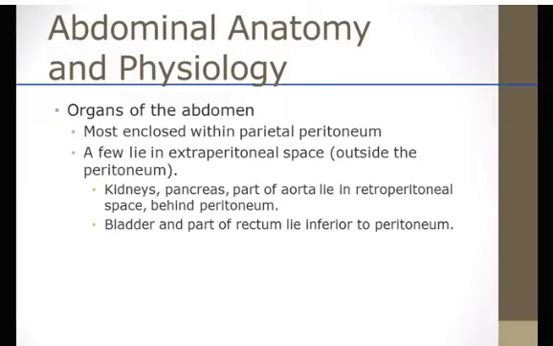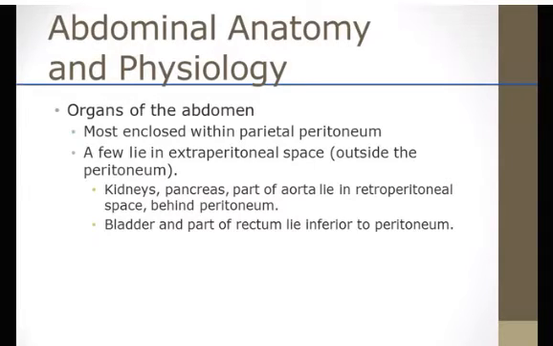Okay? And I'll show you a picture in just a minute here. There are a few exceptions that lie in what we call the extraperitoneal space, so that's outside that peritoneal cavity. Those are the kidneys and the pancreas, and part of the aorta as it comes down, which lie in what we call the retroperitoneal space. And you'll want to remember that term, retroperitoneal space.